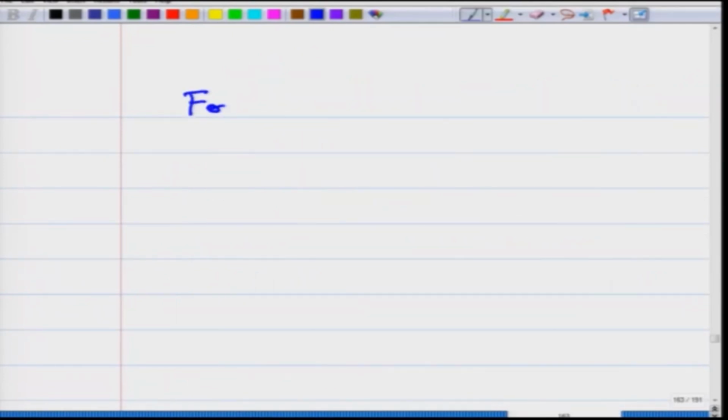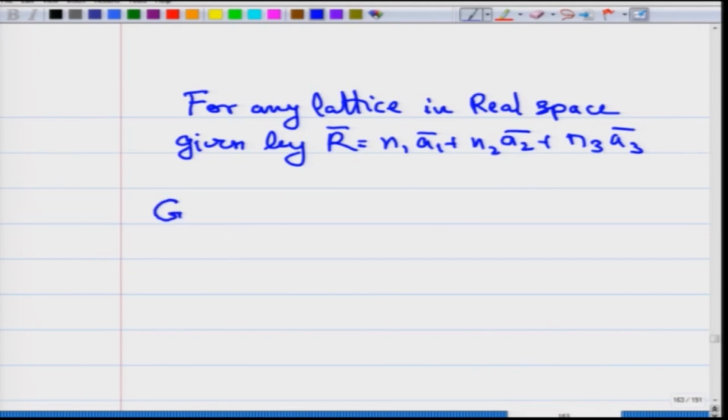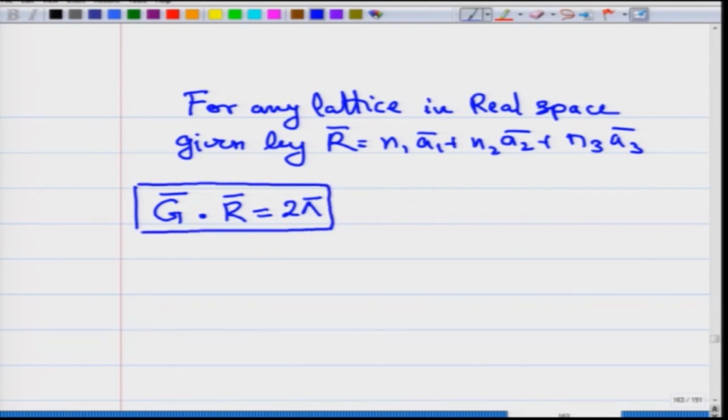So, for any lattice in real space given by R equal to n1 a1 plus n2 a2 plus n3 a3, for any lattice in real space, your actual 3-dimensional space that we are living in, where you can generate the lattice using this translation vector R, corresponding to any such lattice you can generate another lattice which is given by this vector g, where g dot R should be equal to 2 pi.